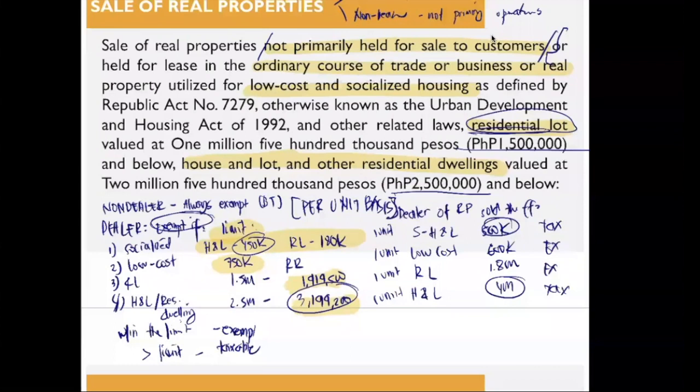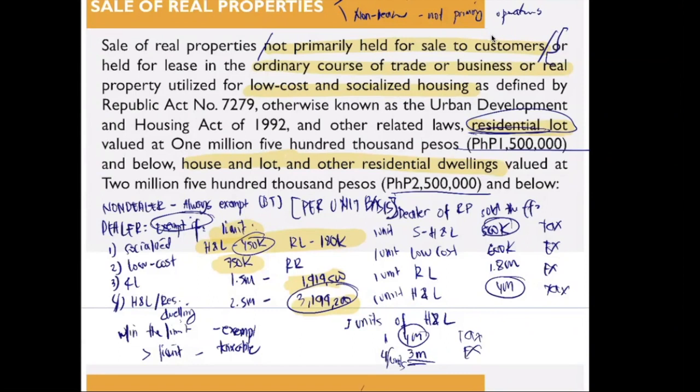So, pagka halimbawa nagbenta ako ng 5 units of house and lot. One, I sold for 4 million. The four others I sold for 3 million pesos. Yung isa, within the limit or outside the limit? Outside the limit yung 4 million, di ba? So taxable. 3 million per unit yan. So kung yung 4 units, 3 million per unit, is it within the limit or not? Within the limit, therefore this is exempt. You test it per unit basis. You do not test it as a whole.